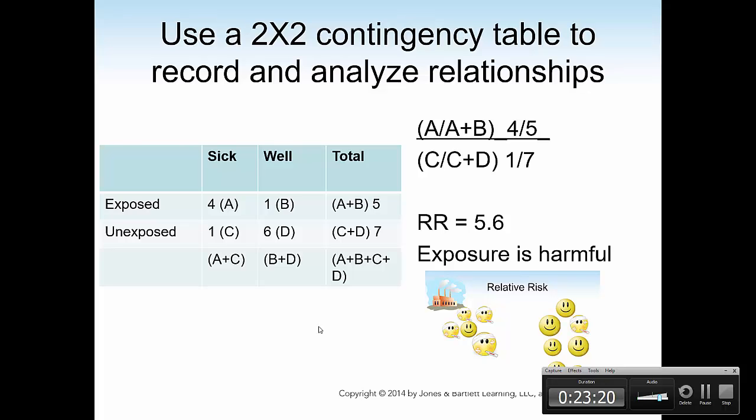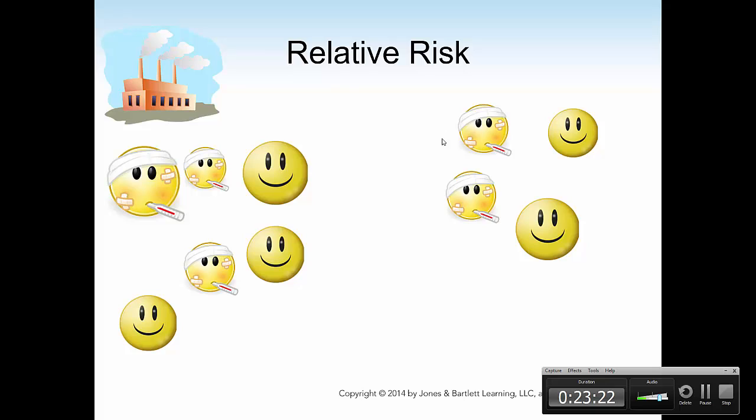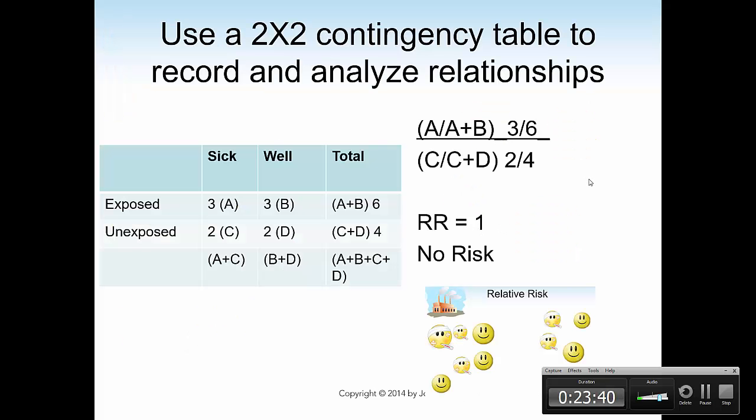Okay, let's do another one. So here's another group. Now there are more healthy people here that are being exposed. In fact, it looks like half and half. Of those exposed, half are sick and half are well, and of those who are unexposed, half are sick and half are well. So let's do that calculation.